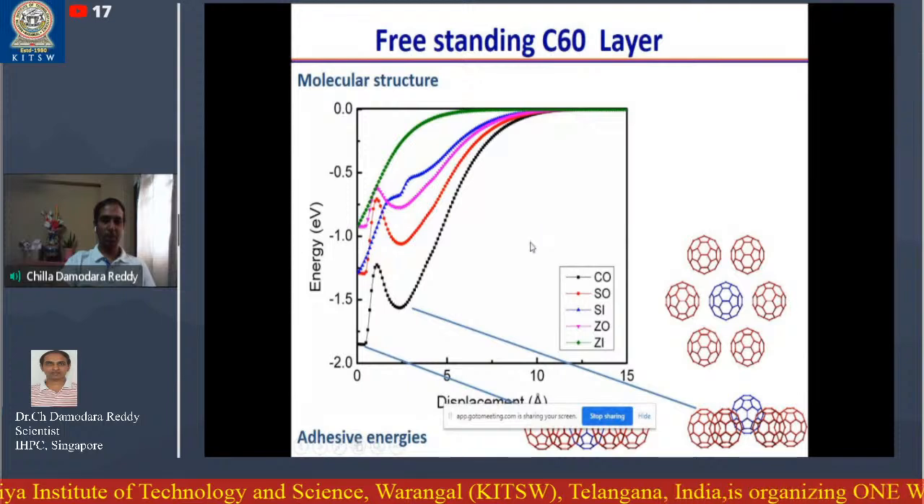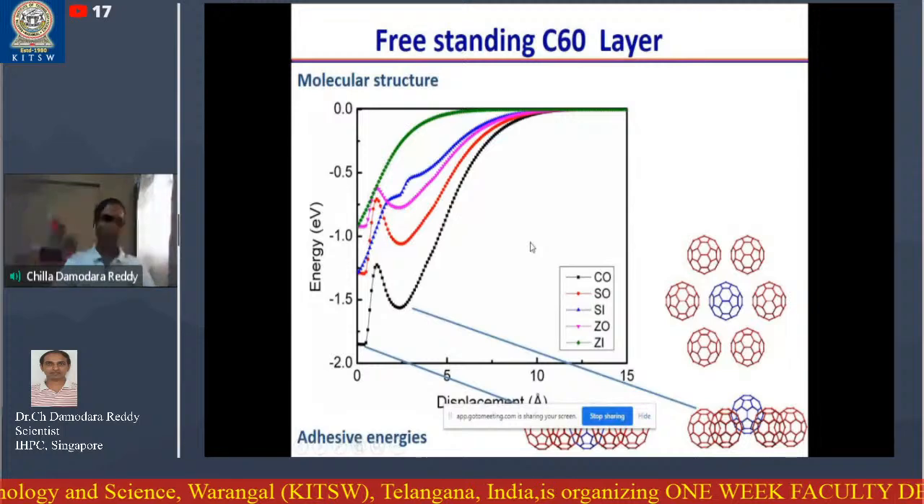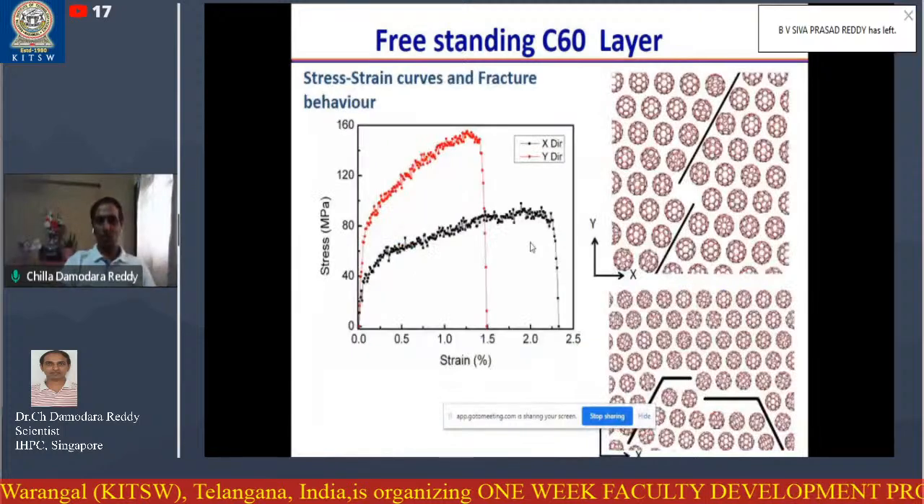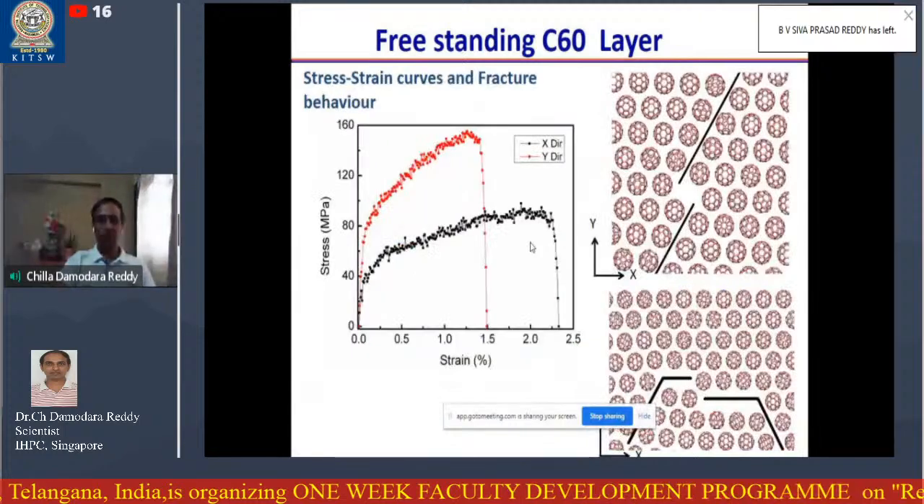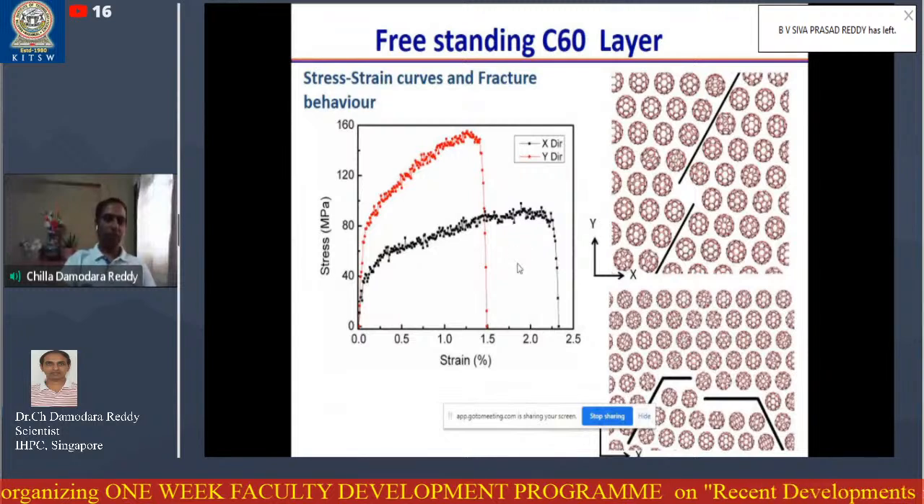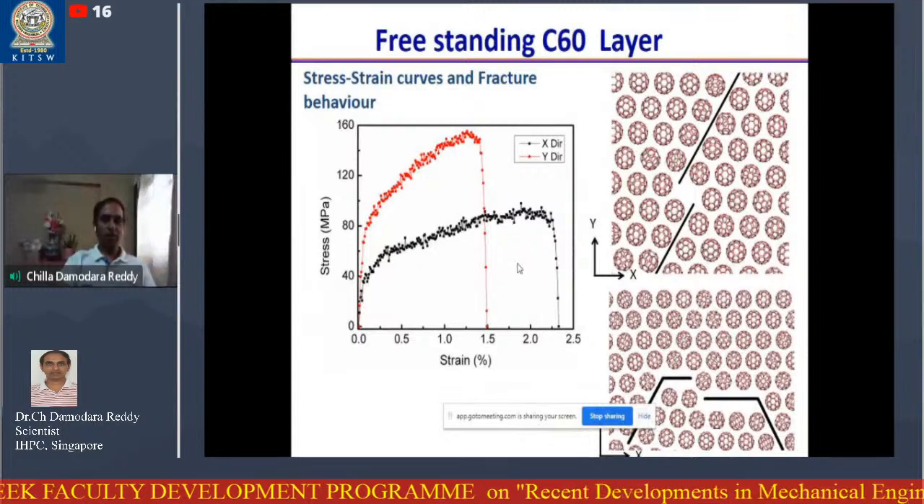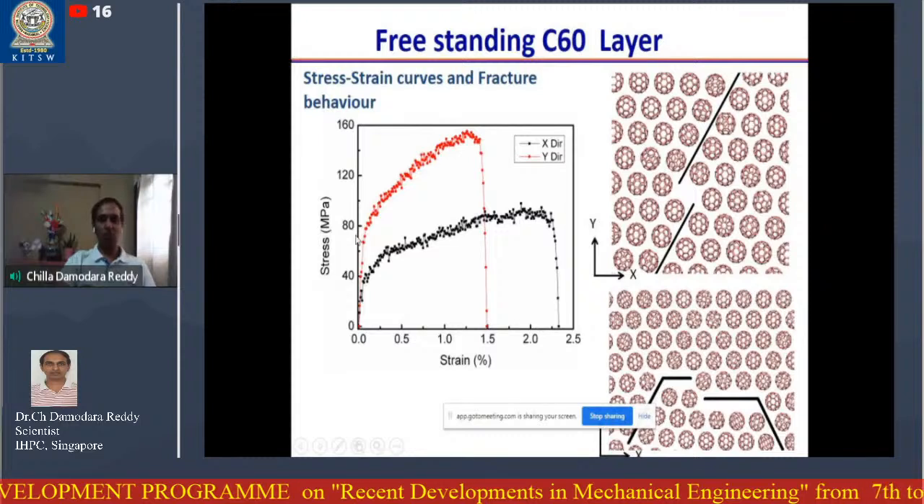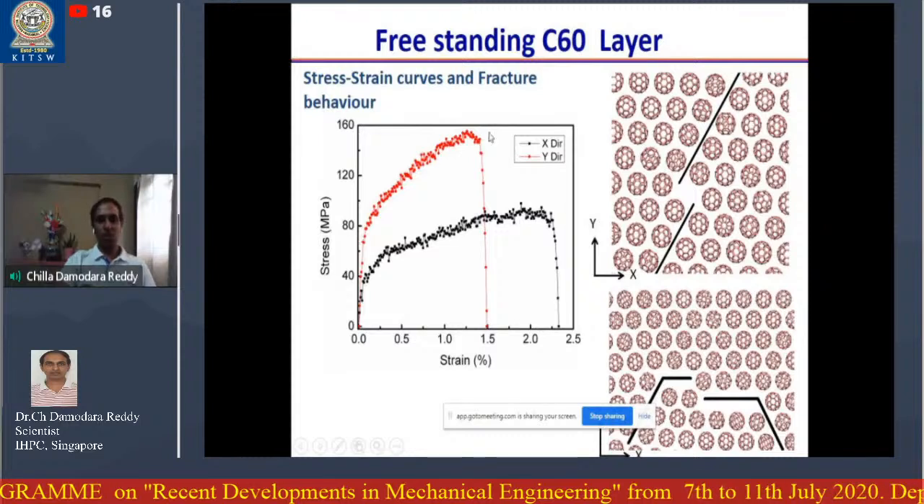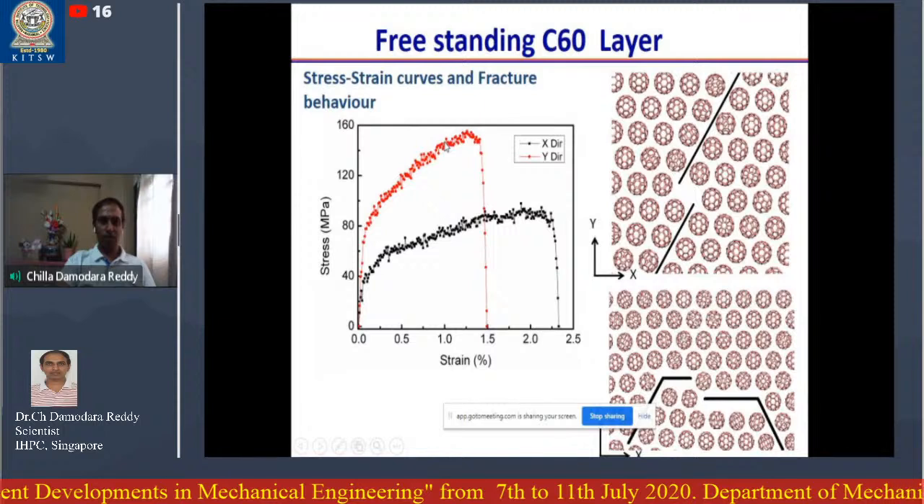And if you apply this kind of tensile stress in either one direction or two directions, then it shows that the sheet can withstand around 160 megapascals.